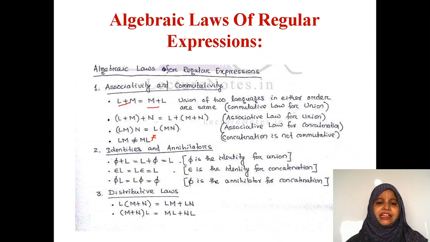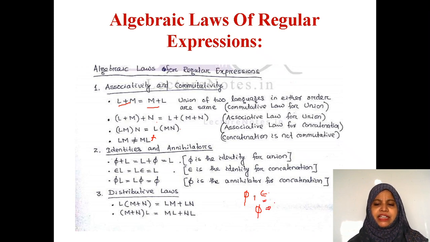Next law is identities. Here phi and epsilon are there. Generally phi plus L. These are the identity laws. Here there are laws I1, I2, I3 and so on. In that case also epsilon is there, phi is there. Phi plus L. Here phi is different and epsilon is different. If phi is there, what is the regular expression for this one? Here phi.